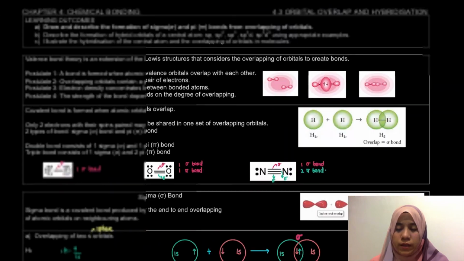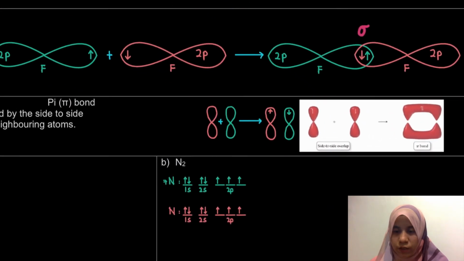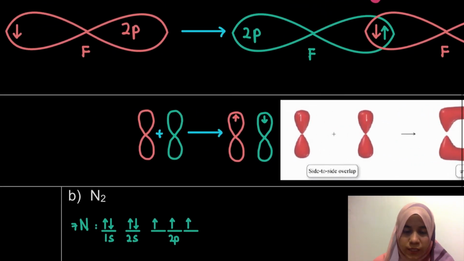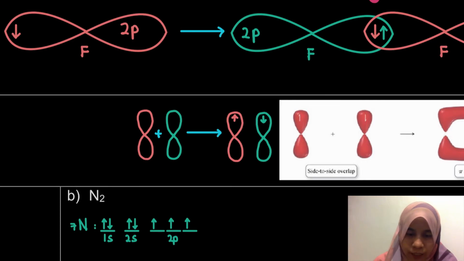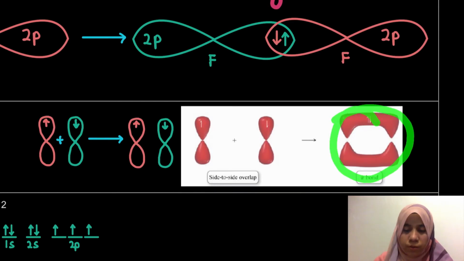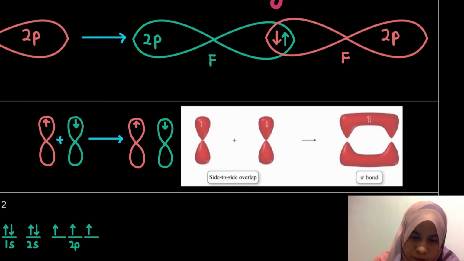But for the pi bond, which is side-to-side, based on the drawing itself, how do we draw this, Miss? Okay, once we draw it, for example we have one electron here, one electron on my second atom. So instead of drawing it like this, what we are going to do is draw a bridge. This one.